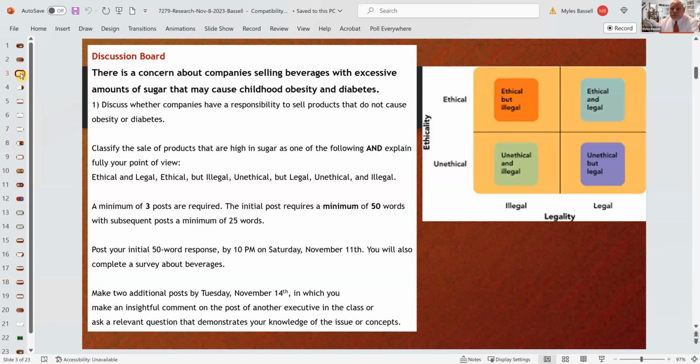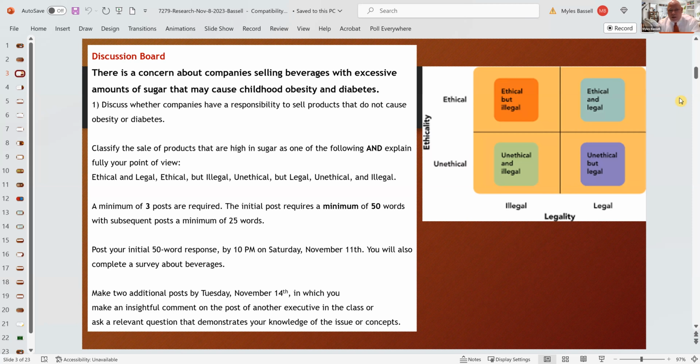There's a discussion board question that I posted to Blackboard. It's in the Module 2, Lesson A. This is not a new issue, but it continues to be an issue. Many have expressed concern individually and as groups about beverages that have an excessive amount of sugar. And there's some evidence that suggests that that results in childhood obesity, and some develop diabetes as a result.